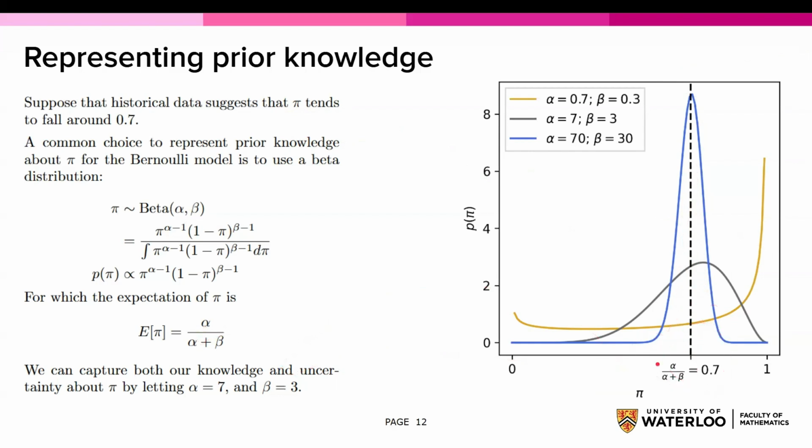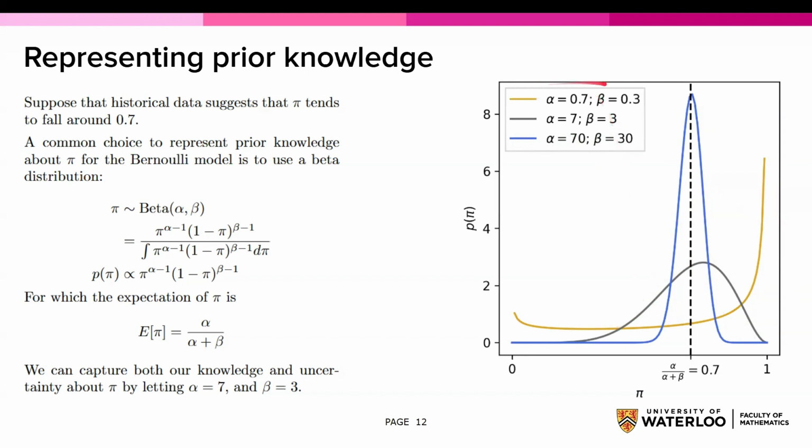And so if we were to set, for example, alpha to 7 and beta to 3, we'd get this gray curve here. So yeah, it's got a mean of 0.7, but it's got a modestly wide spread. So this would indicate some uncertainty around that central value. And then if we were to increase alpha and beta to 70 and 30 respectively, then we'd get the blue curve. And this would make the distribution much more concentrated around 0.7. So we'd be more confident. This would indicate greater confidence in our prior belief.